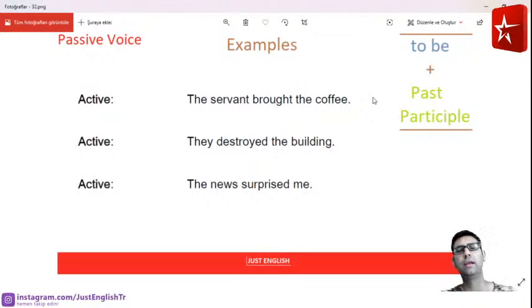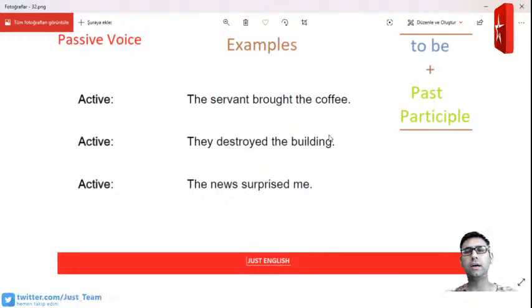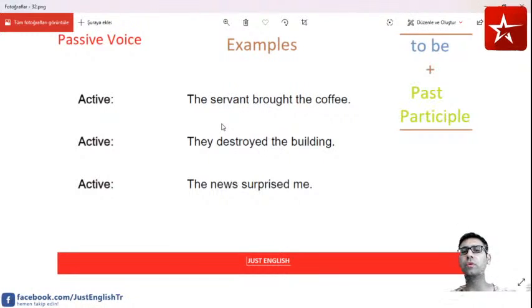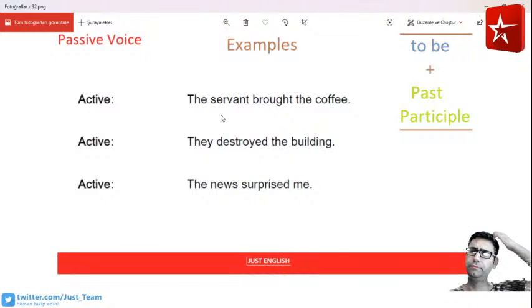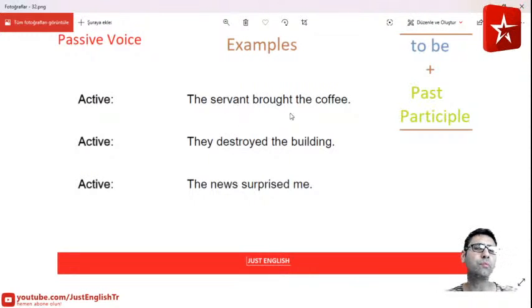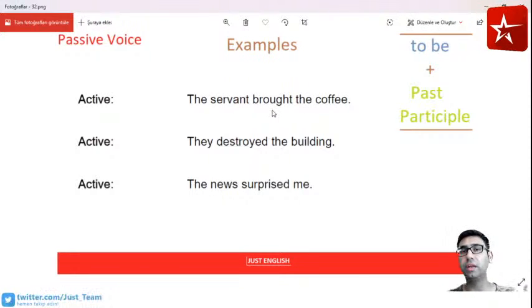So we have 3 more active sentences, and let's do them now. The servant. So what is servant? A servant is basically a waiter who works in a restaurant, okay? Or, you know, they can work at home as well. A person who serves, not only in a restaurant, but in other places as well. The servant brought the coffee. Brought, what is that? Brought is the past version of the verb bring. The servant brought the coffee.